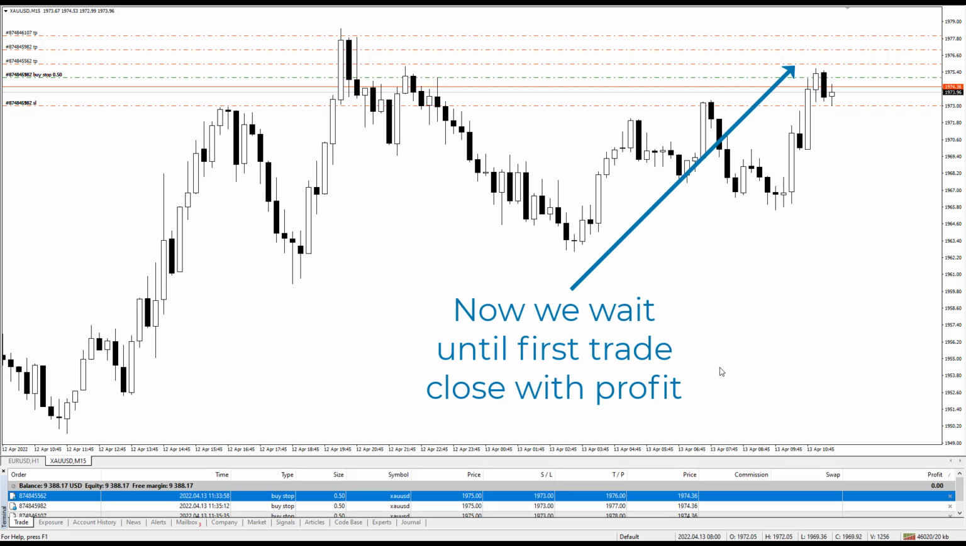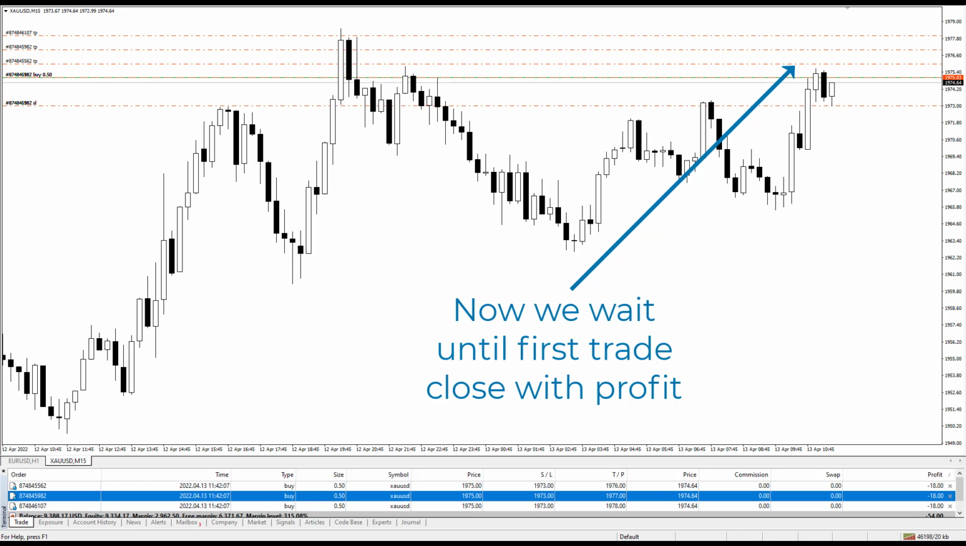Now I need to wait until the first trade closes with profit. We need to wait for the market to make a move. Okay, come on. Okay, the price is moving higher. This is great. Now all three orders have been opened, and now I need to wait until the first trade closes with the profit. The profit will be $50. If the market moves against me, I will lose $100 per trade, but let's hope the price goes up.